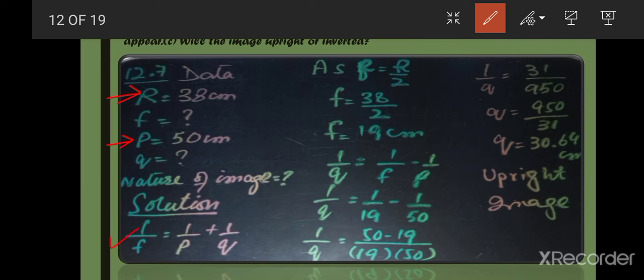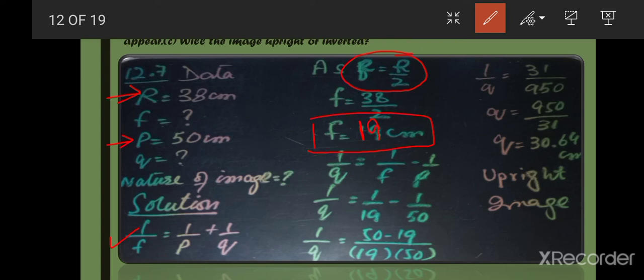Spherical mirror formula: 1 by F equals 1 by P plus 1 by Q. As I have told you, the relationship between focal length and radius of curvature is that focal length is half of the radius of curvature. Putting in the values, 38 by 2 gives the focal length 19 centimeters. Now the mirror is concave, so do you have to write a negative sign here? No, you don't, because the focal length of a concave mirror is always positive.